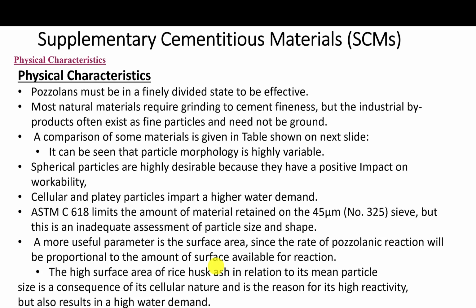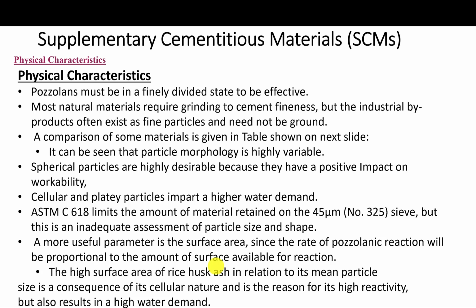But this really is an inadequate assessment of the particle size and shape. It does not give an indication of the particle size distribution. So the more useful parameter is the surface area, since the rate of pozzolanic reaction will be proportional to the amount of surface available for reaction.